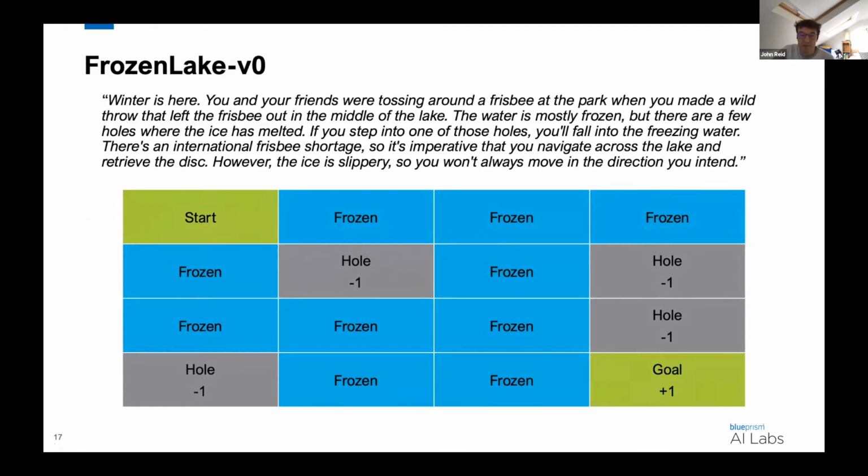Here's a starter reinforcement learning environment that we're going to experiment with. There's a frozen lake that you have unfortunately lost your frisbee on. Worse still, the ice is slippery and movement on the lake is uncertain, so you don't always end up going where you want to go.